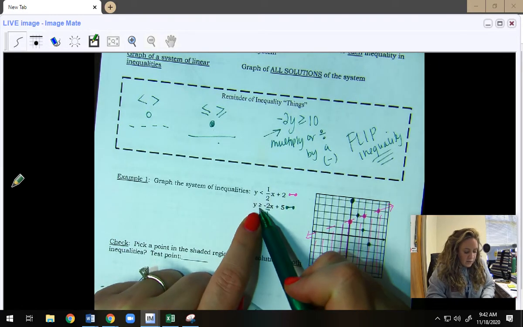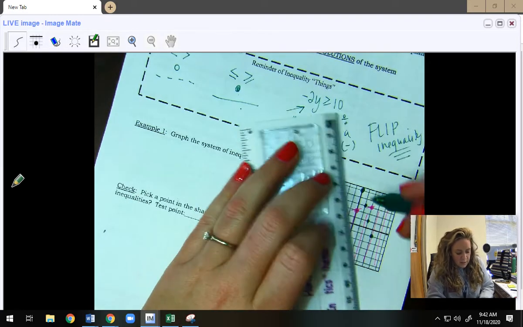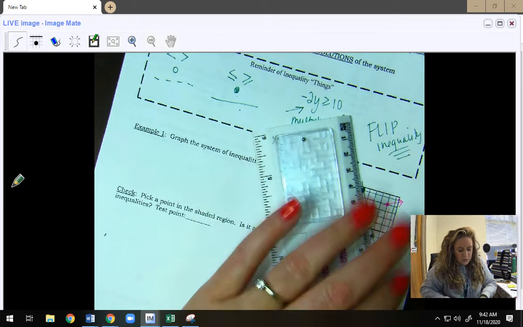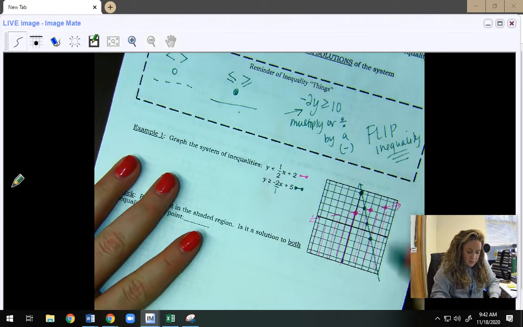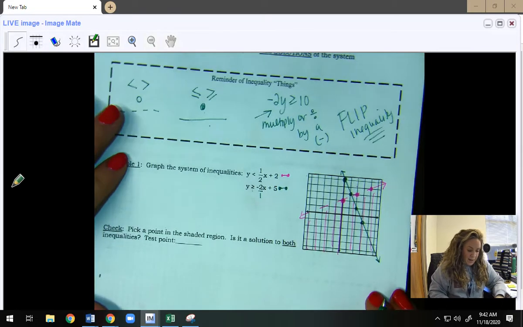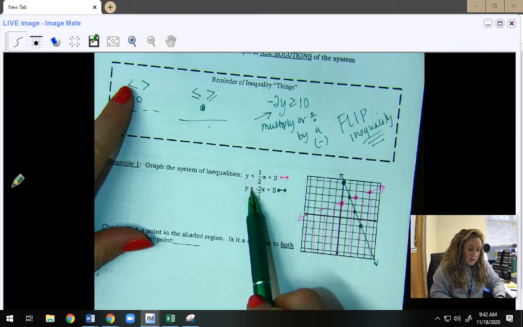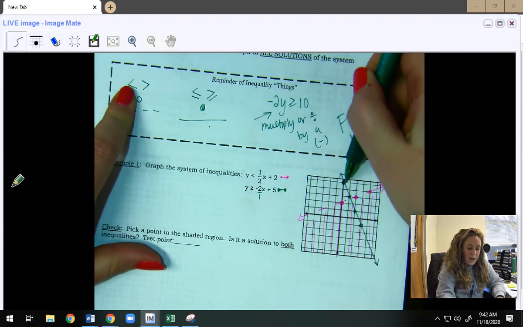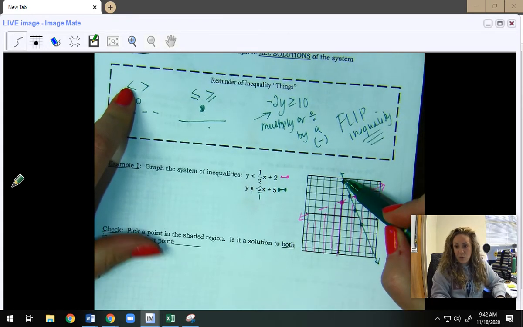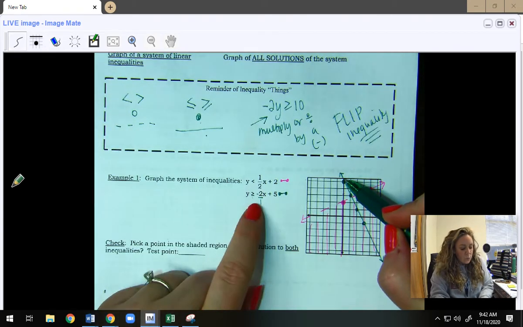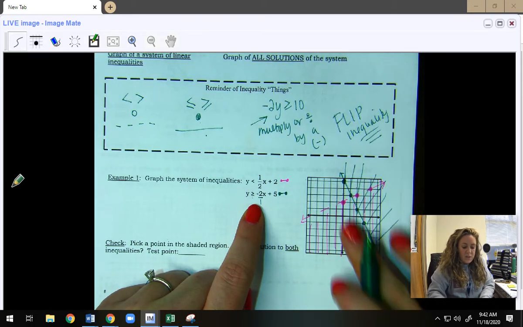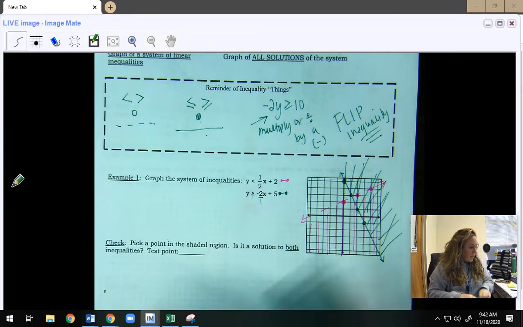Solid line here, solid line here. So here's my line. Now I have to shade. This says y is greater than or equal to. So here I go down my y-axis, I hit my y-intercept, and it says y is bigger than. So where are the y values bigger? Well, they would all be up here. So you would shade up this way, all on that side of the line.